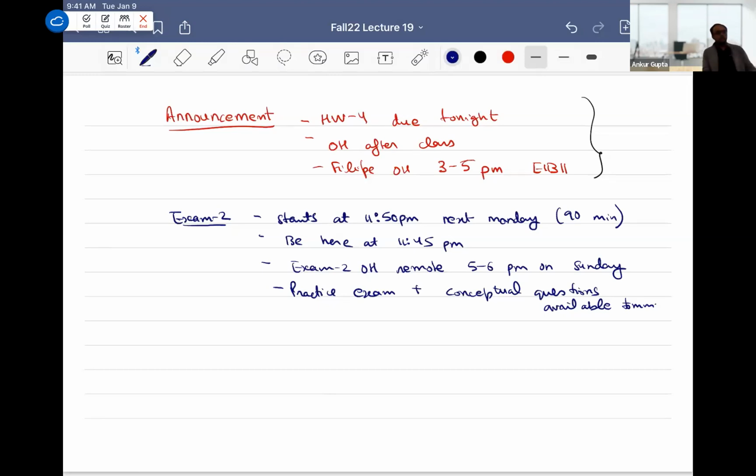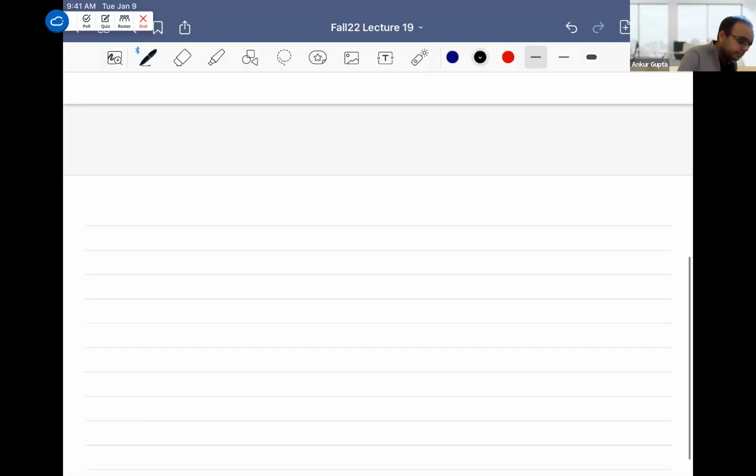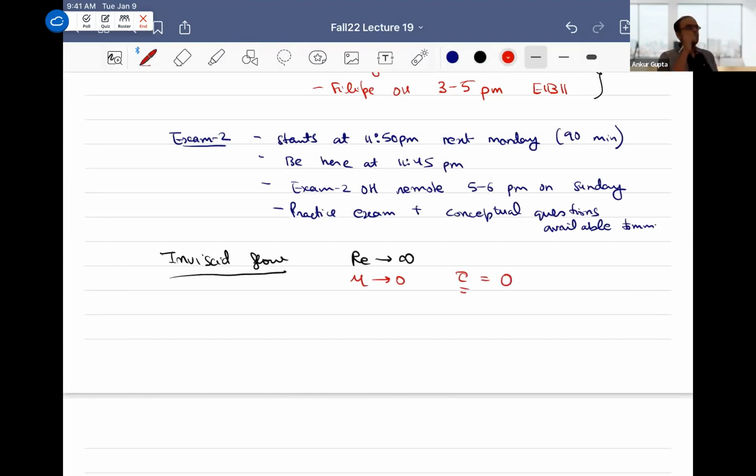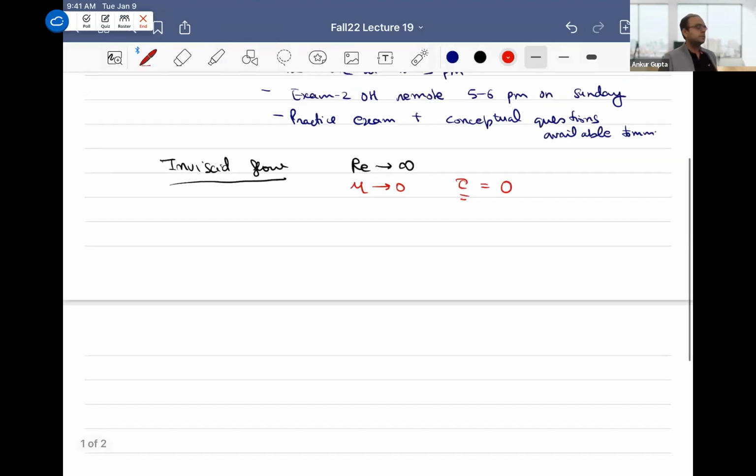So basically, what we want to focus on today is finishing up the topic of inviscid flows, or continuing the discussion. So in inviscid flow, last time we had discussed, this is when we think Reynolds number is infinity, which means that viscosity is going to 0, and if viscosity is going to 0, we had mentioned that there will be no shear stress, right? So there is no viscosity, it is basically 0.